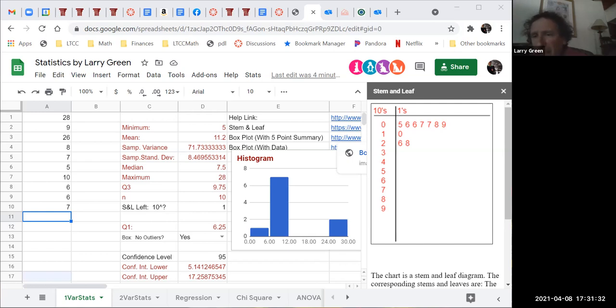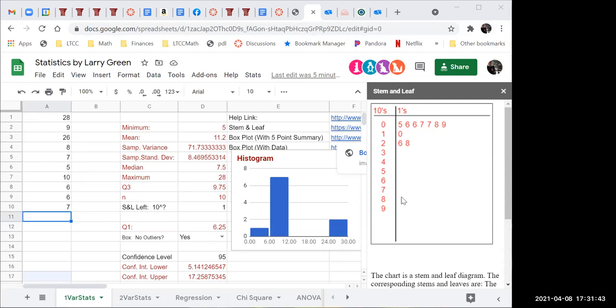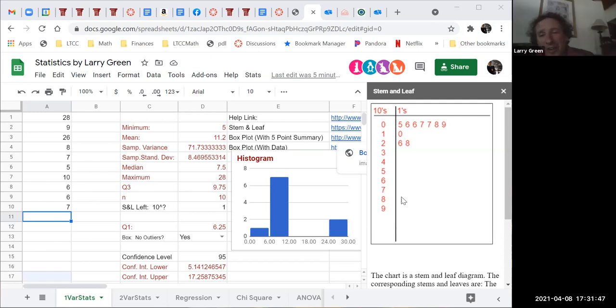Okay, when do you think stem and leaf really won't work? Any thoughts? With larger sets of data? Yeah, let's suppose you wanted to look at the SAT scores in all of America. Okay, well, how many are there?